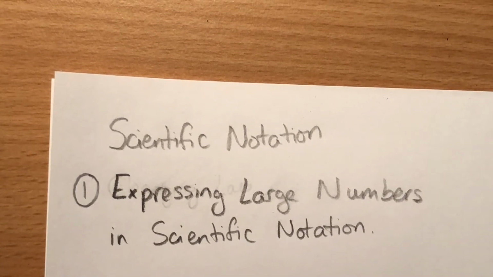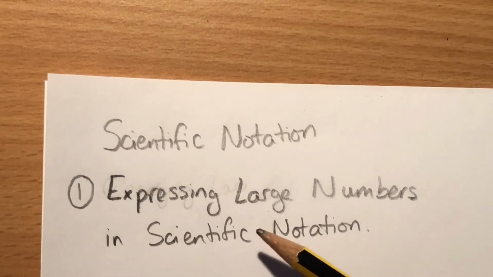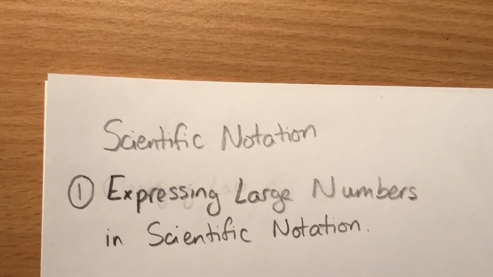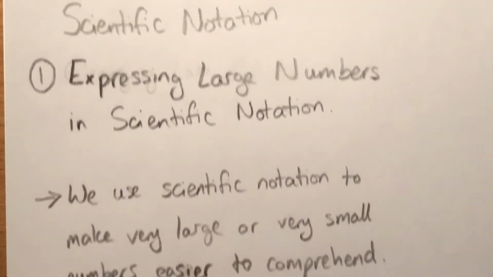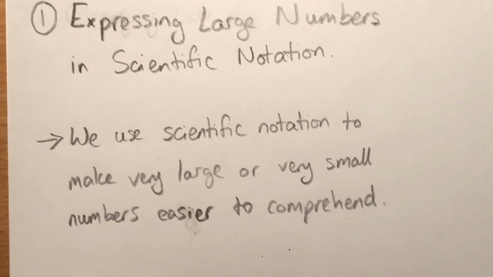In this series of videos, we're going to look at scientific notation at National 5, and in particular in this video, expressing large numbers in scientific notation. By large number, I'm basically meaning anything that's over 10. Now, what's the point? Well, we use scientific notation to make very large or very small numbers easier to comprehend.